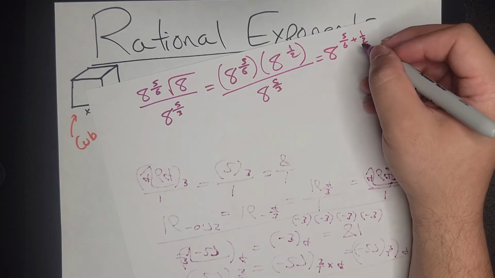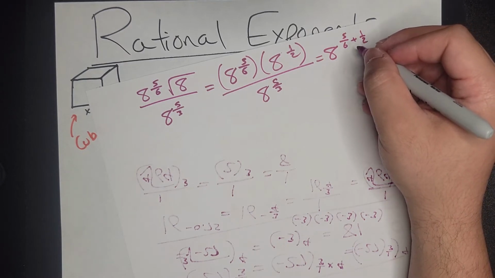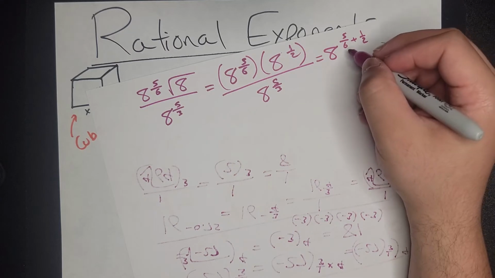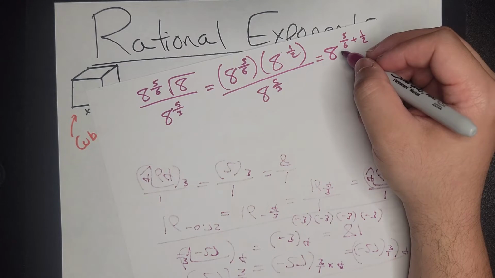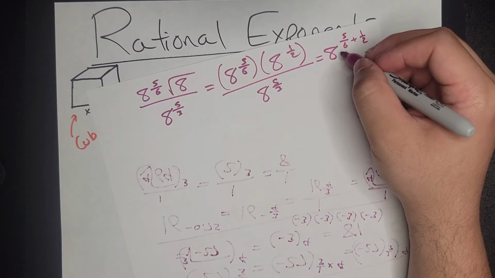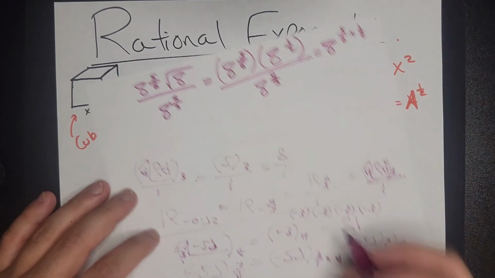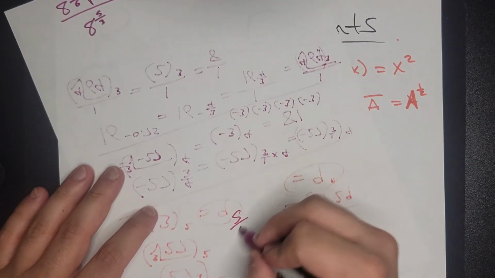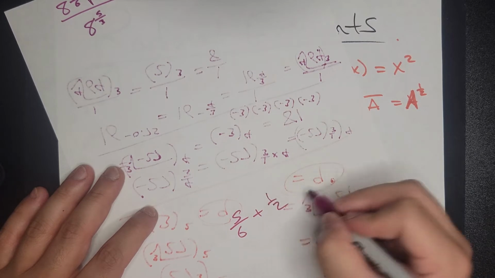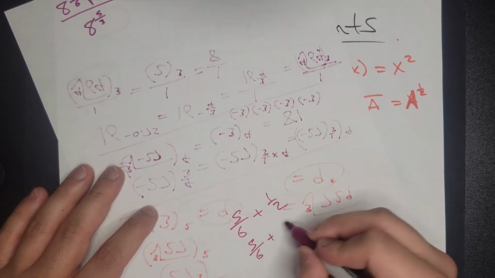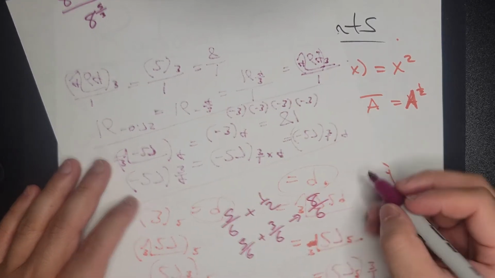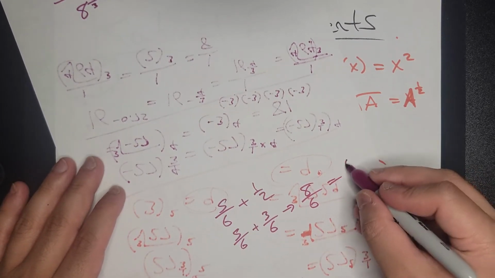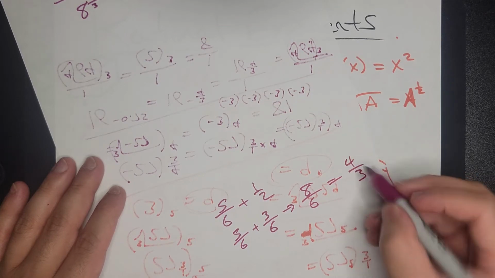Wait, did I get that correctly? 1 over 2. Wait, what is that? 5 over 6 plus 1 over 2 is the same as 5 over 6 plus 3 over 6, which is 8 over 6. Okay, 8 over 6 is going to give me 4 over 3. Okay, that's what I want.